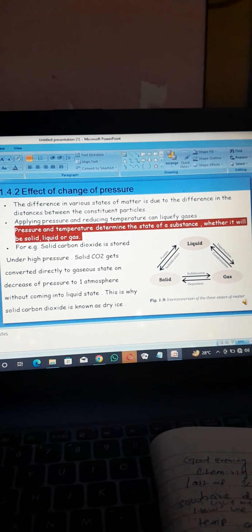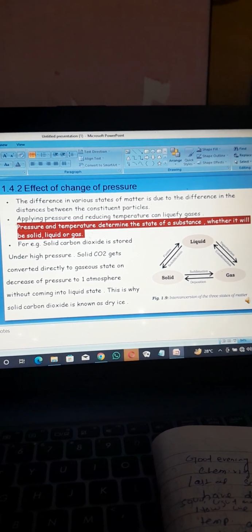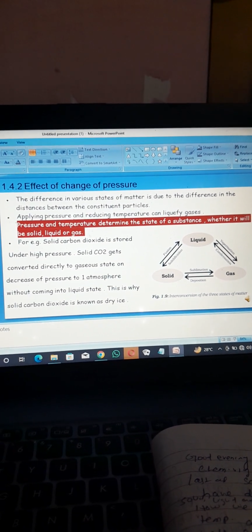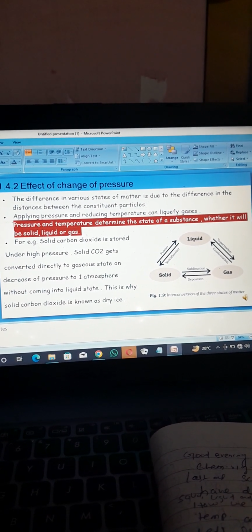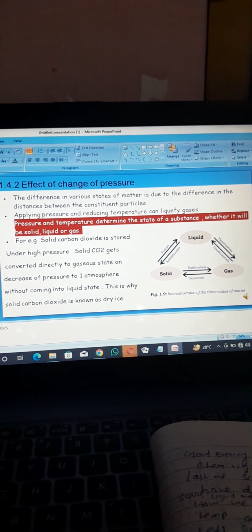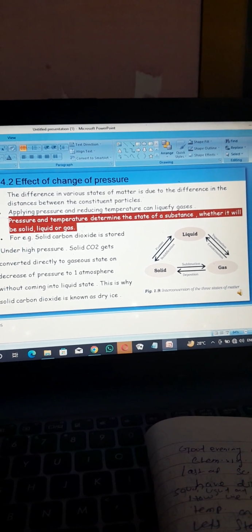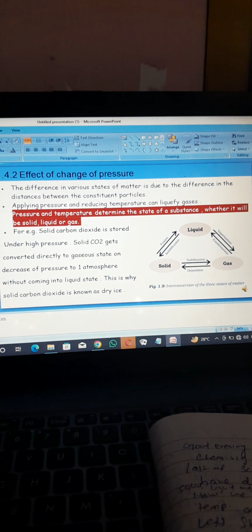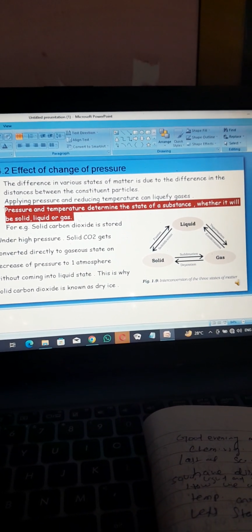For example, solid carbon dioxide is stored under high pressure. Solid carbon dioxide gets converted directly to gaseous state on decrease of atmospheric pressure, without coming into liquid state. This is why solid carbon dioxide is known as dry ice. So remember the question: why is solid carbon dioxide called dry ice?